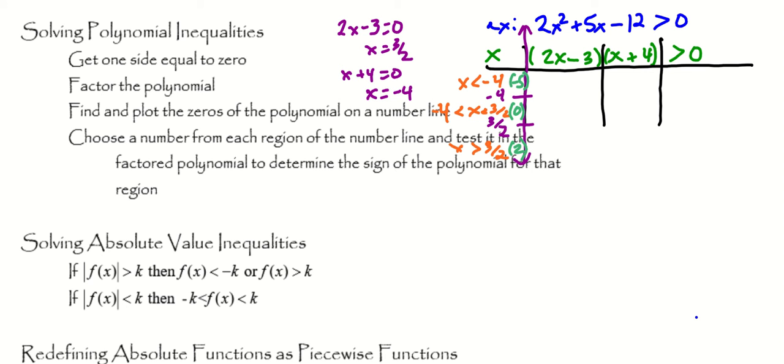And I'm going to take those numbers and plug them into each factor to determine whether it gives me a positive or a negative. So if I plug negative 5 into 2x minus 3, I get negative 10 minus 3, which is negative. If I plug negative 5 into x plus 4, I get negative 5 plus 4, which is negative. So these zeros make the columns of our table.